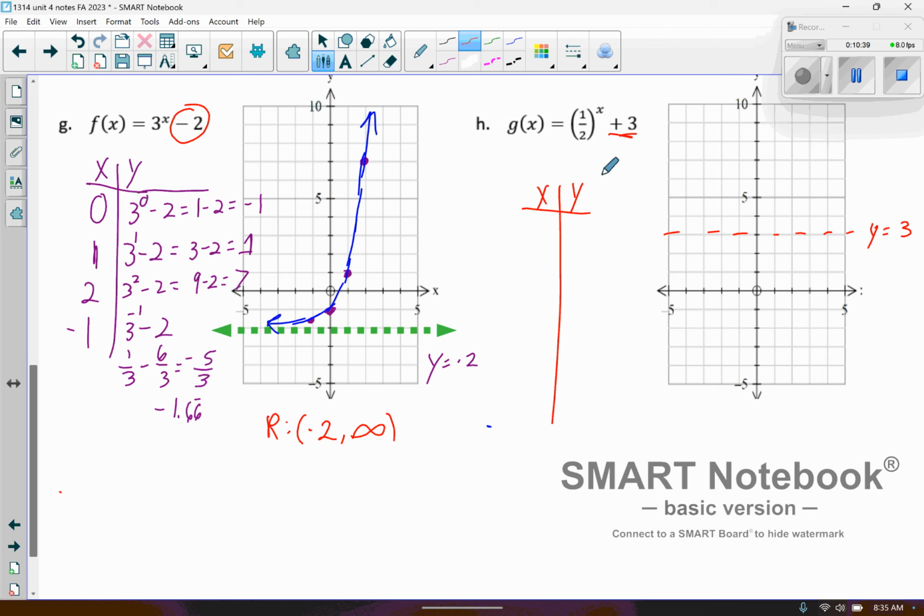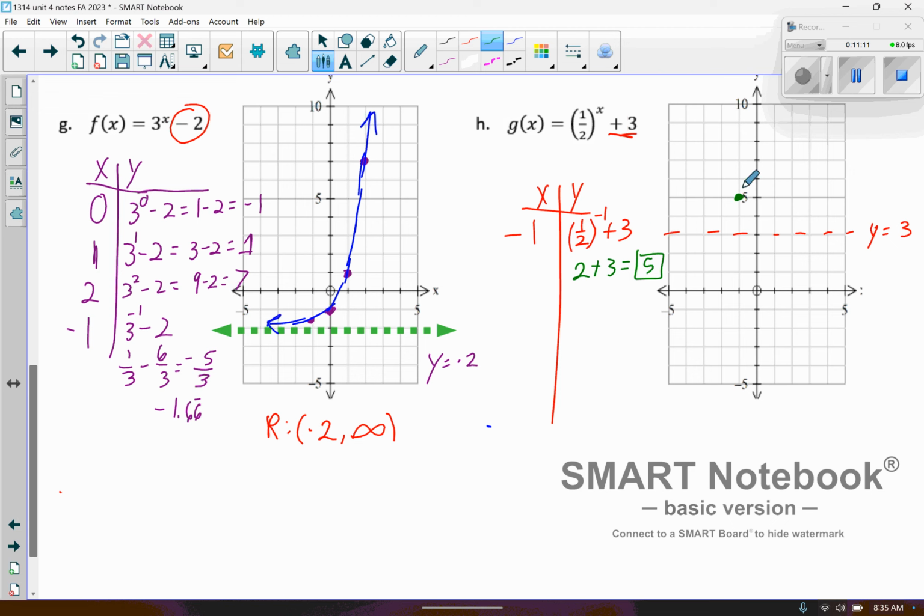Let's see. We could pick zero, which is always good, but we need to pick some stuff around there too. So a lot of times folks will just say -1, 0, and +1, and that's what we can start with and see what we get from here. If I plug in -1, I'm going to get 1/2 raised to -1 plus 3. That -1 causes this to reciprocate into 2 plus 3, which equals 5. So when x is -1, y is 5 right there.